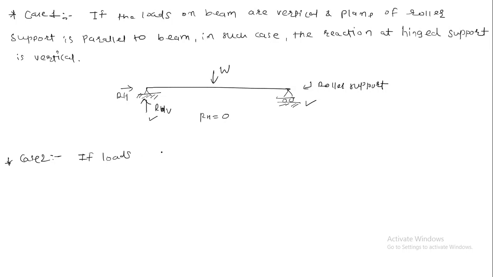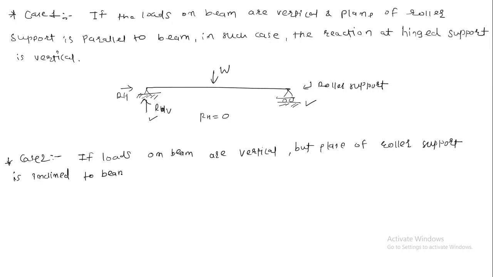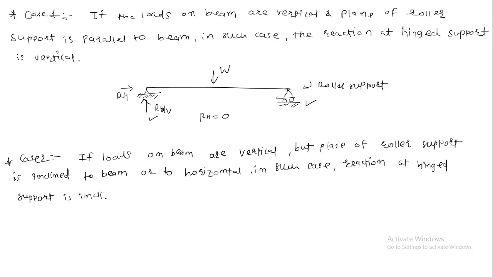If loads on beam are vertical but plane of roller support is inclined to beam or to horizontal, in such case reaction at hinged support is inclined. So let us see with the example.